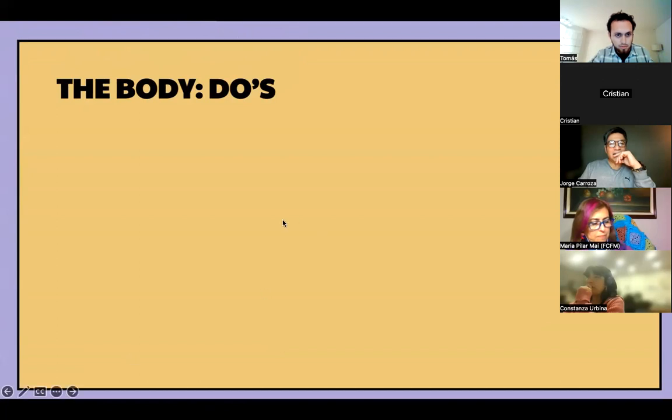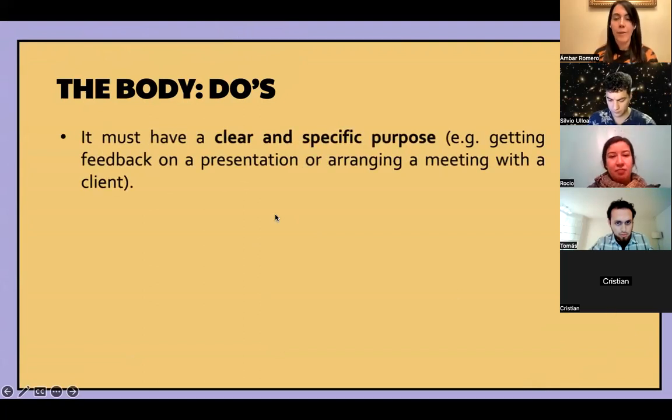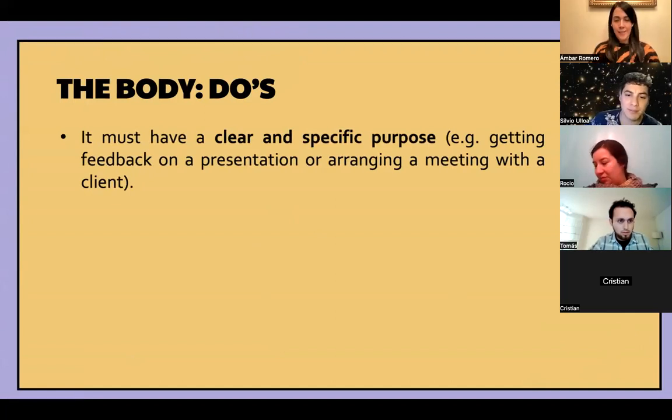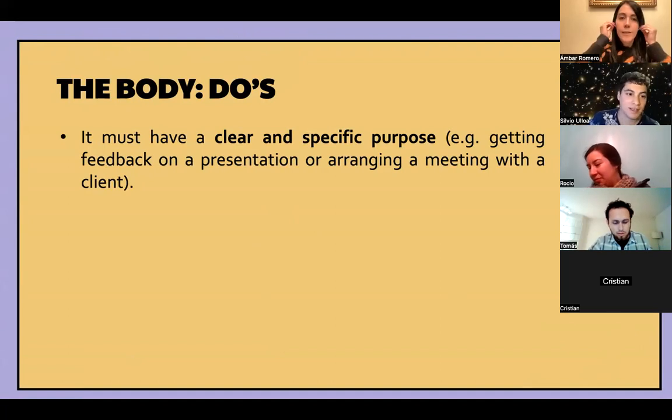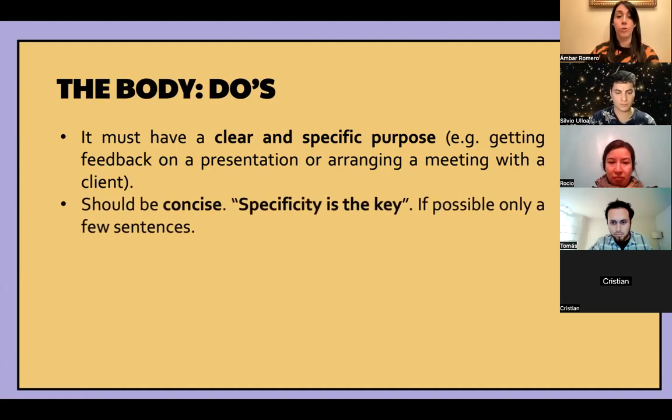Let's talk about the body very, very quickly. The body. Those things we should do when we are writing our emails. First thing, Silvio, please do not get distracted. It must have a clear and specific purpose, e.g., getting feedback on a presentation or arranging a meeting with a client. Remember that e.g. is for example. So clear, to the point, specific. These are do's, shoulds.